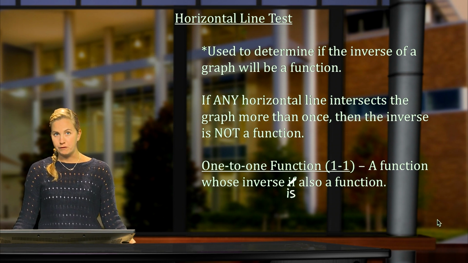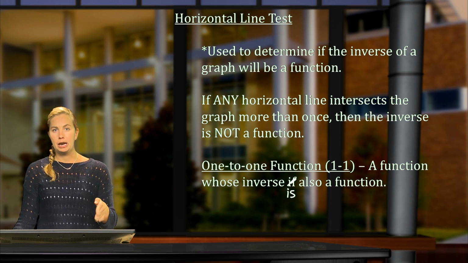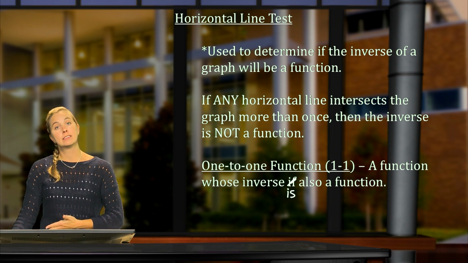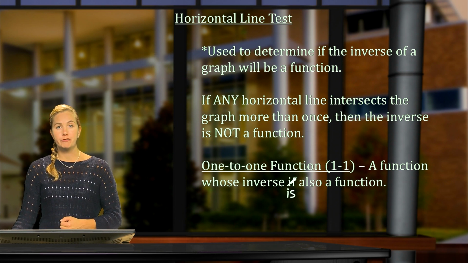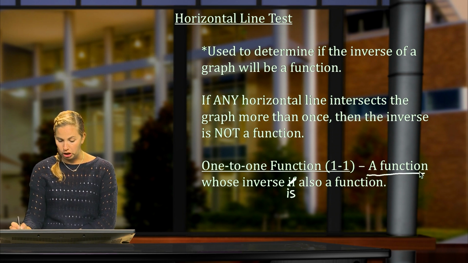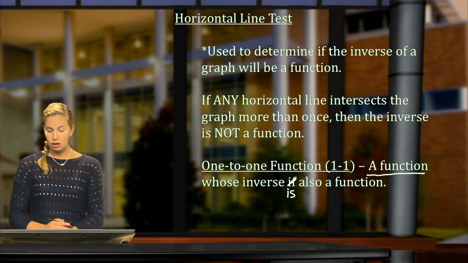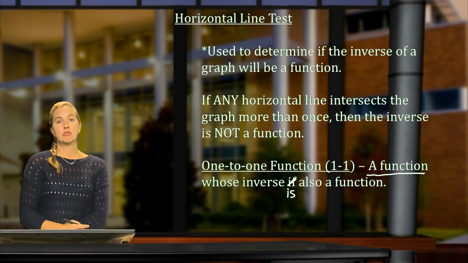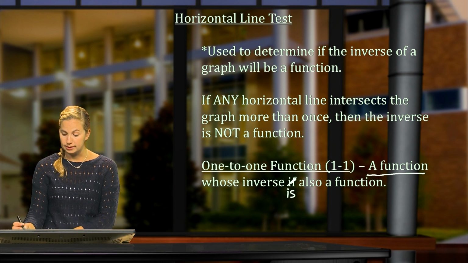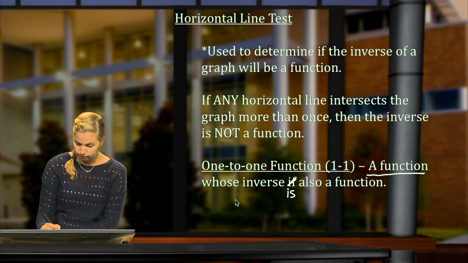Now let's think about that for just a second. We've talked about the definition of a function. Every input has exactly one output. So now we've got a new type of classification for a function, a one-to-one function. This is defined as a function whose inverse is also a function. How do I know if a graph represents a function? Well, it has to pass the vertical line test. So we know that whatever we're referring to passes the vertical line test.